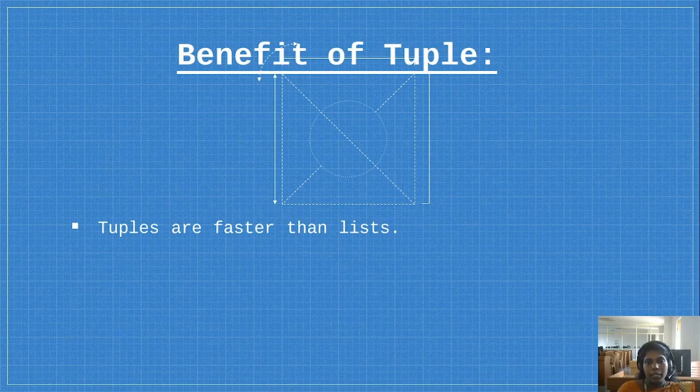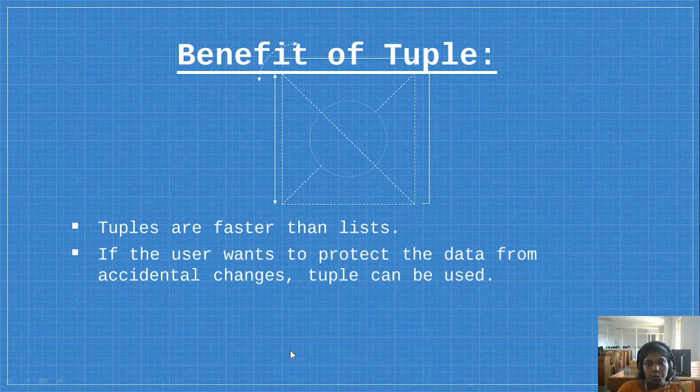So what is the benefit of this tuple? When you are comparing the tuple with the other sequence data type, list, tuples are comparatively faster, because when the memory allocation is done for the tuples, it occupies less memory and the pointer can always go to that fixed area, because the memory size is always fixed.